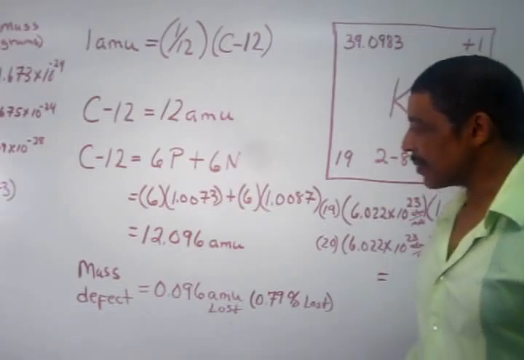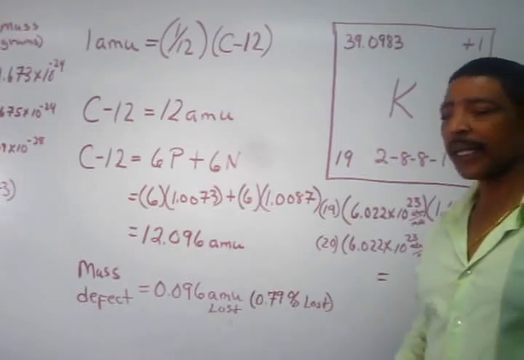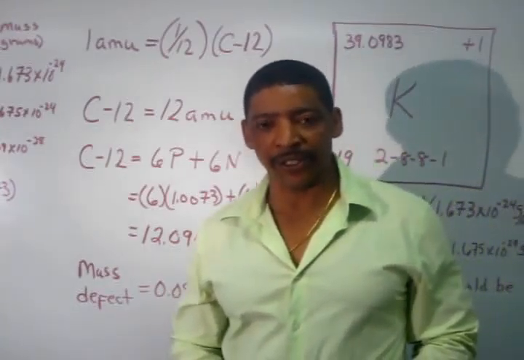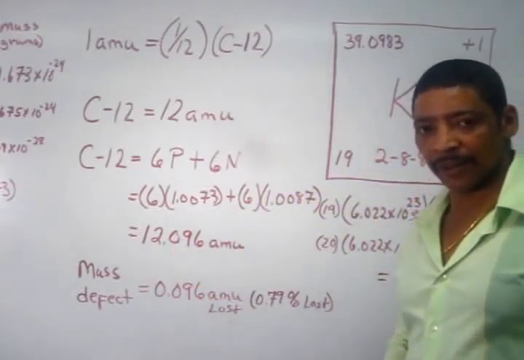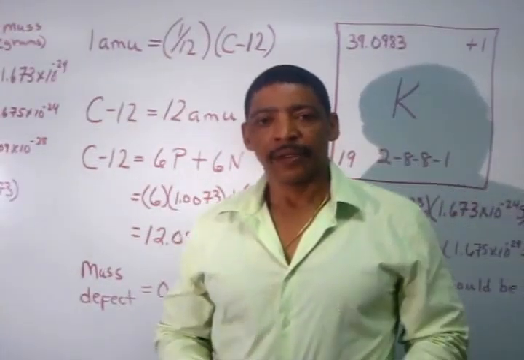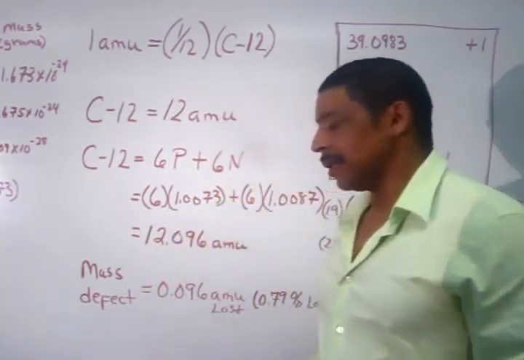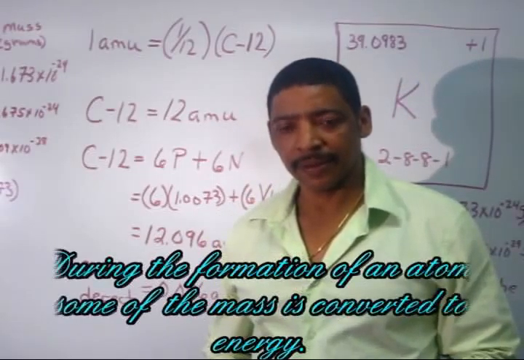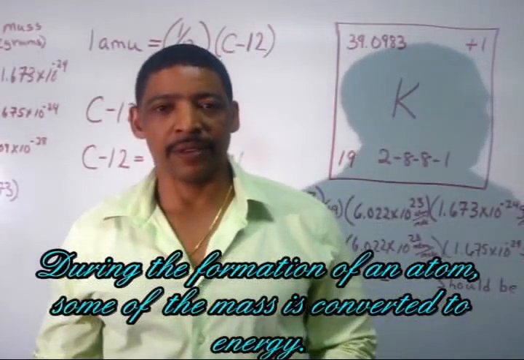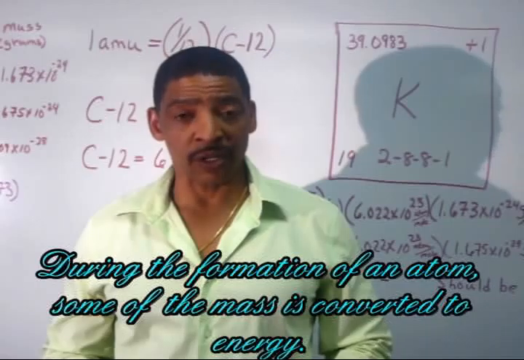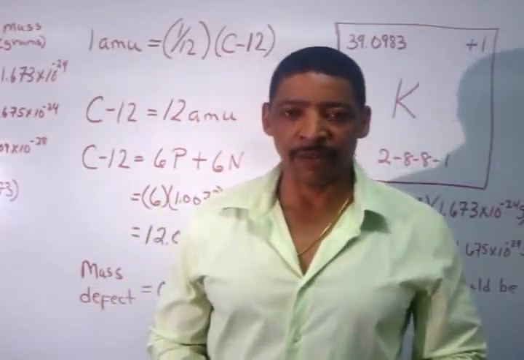However, the actual mass in AMU of the carbon-12 isotope, assuming that the total mass of the subatomic particles are used, will be 12.096 AMU. So the question becomes, what happened to the missing 0.096 AMU? And the answer is that during the formation of an atom of any element, some of the mass is lost or converted into energy. This concept is known as the mass defect.